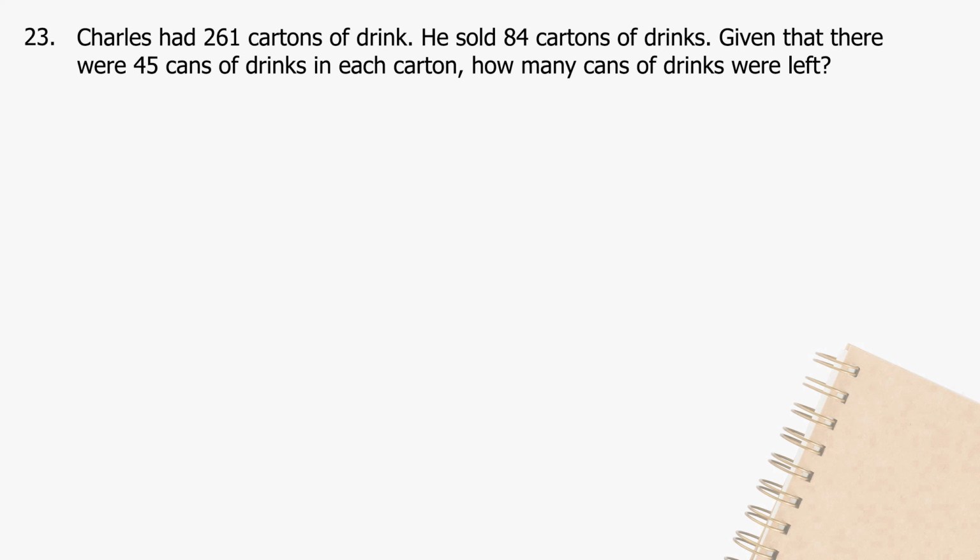Question 23. Charles had 261 cartons of drinks. He sold 84 cartons of drinks. Given that there were 45 cans of drinks in each carton, how many cans of drinks were left?